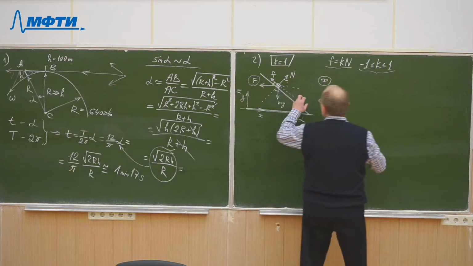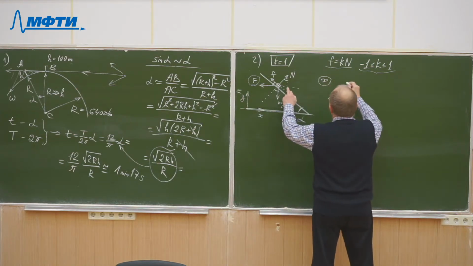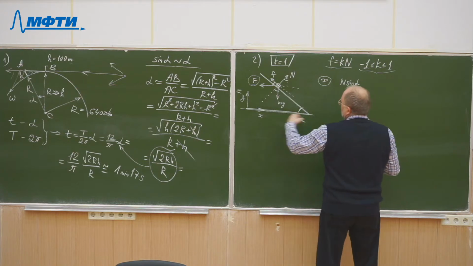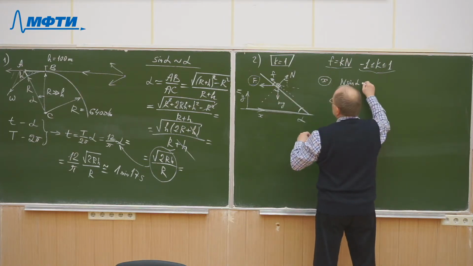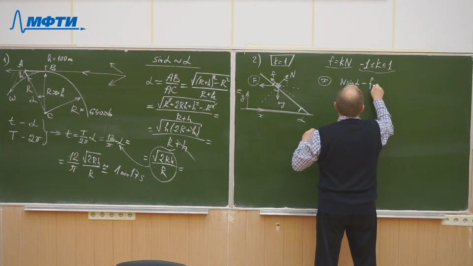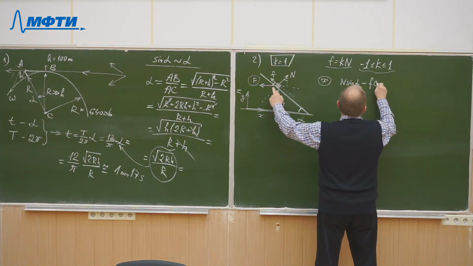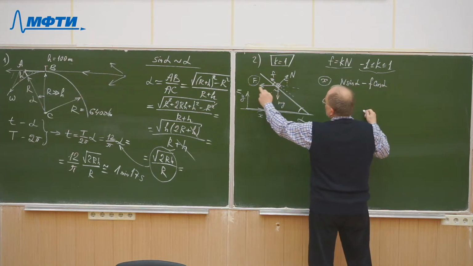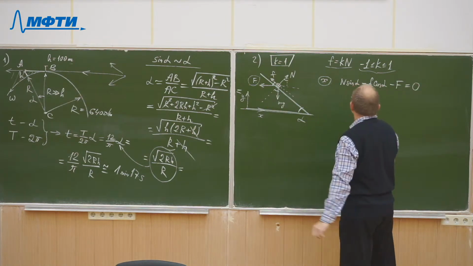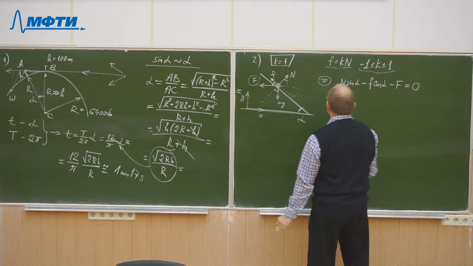And so we have along the x-axis positive force N sine alpha in the positive direction of the x-axis. In the negative direction, we will have minus force of friction F cosine alpha minus external force F. All the forces must sum to 0 in this horizontal direction.